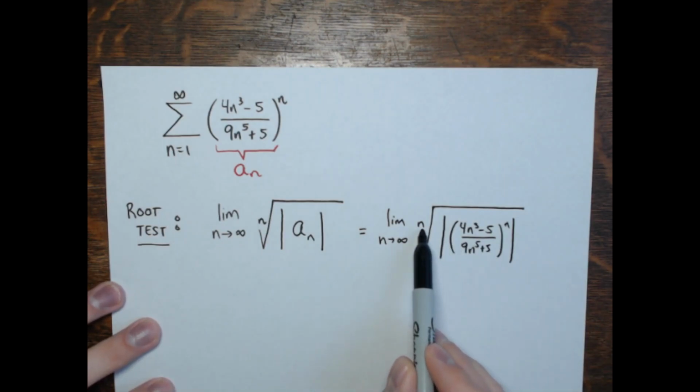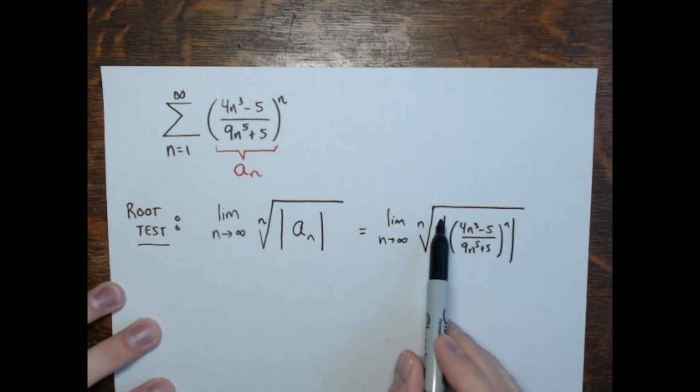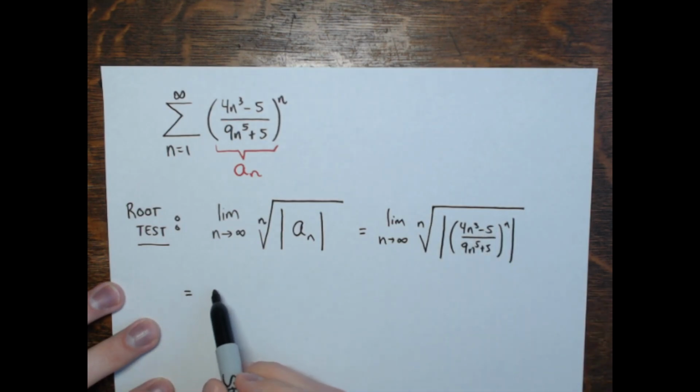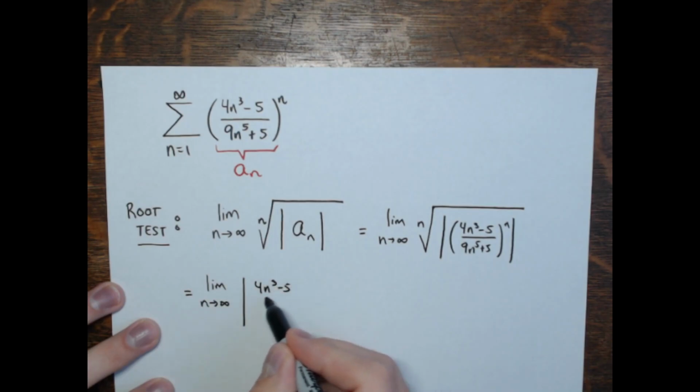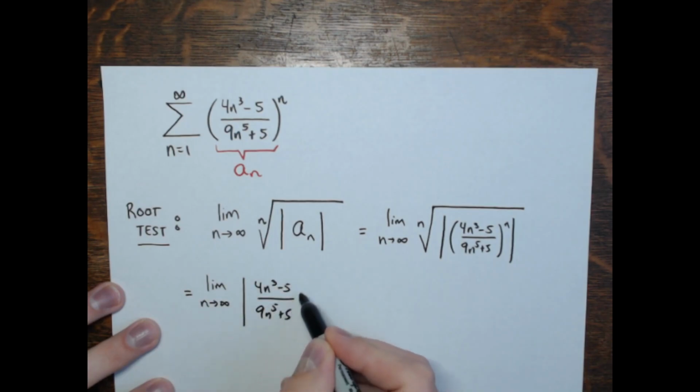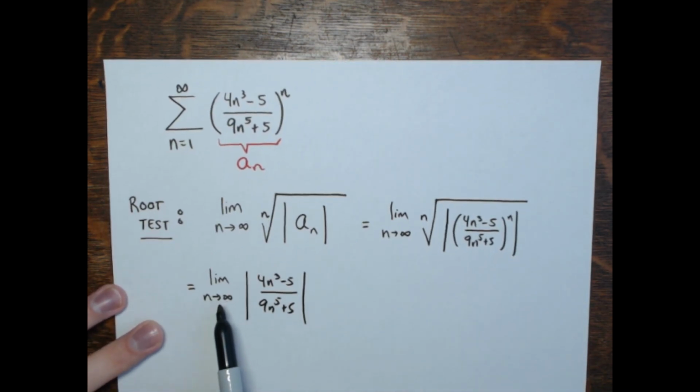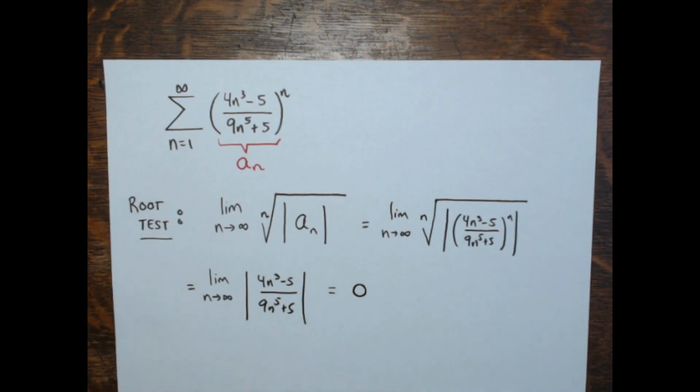And once again, the nth root of something to the nth power, those just undo each other. And this will simply be the limit as n approaches infinity of the absolute value of 4n cubed minus 5 divided by 9n to the 5th plus 5. And like I said, after a while, when n is larger and larger, you really don't need the absolute values, because these will all eventually be positive. And once again, we have a rational expression where the numerator degree is 3 and the denominator degree is 5, so this is going to 0 again. The denominator degree is larger.